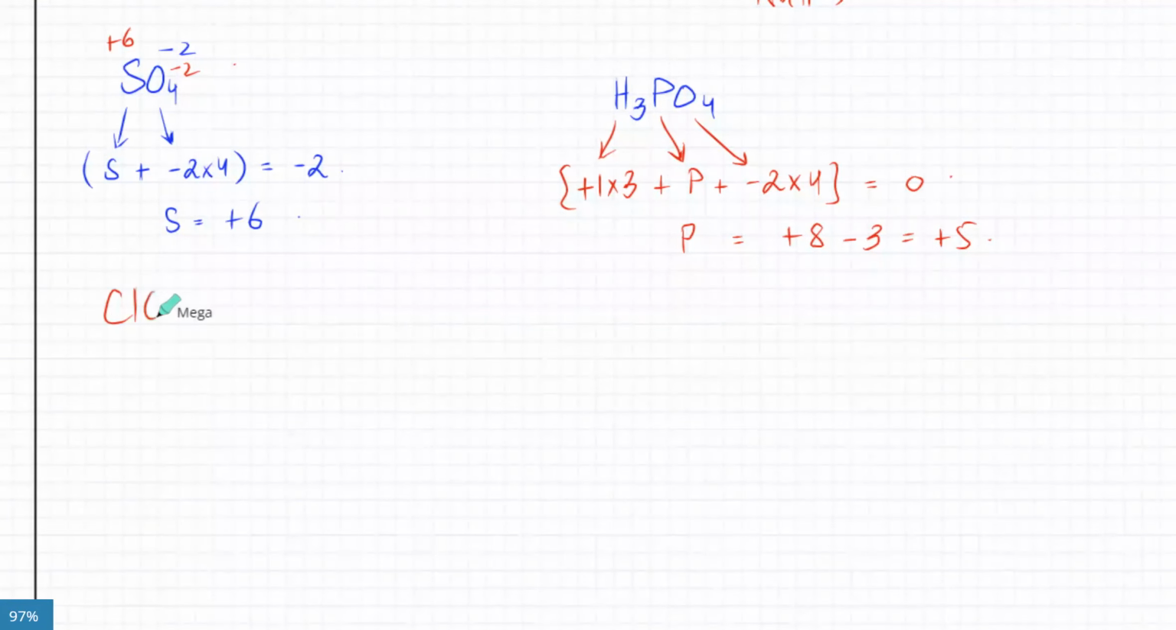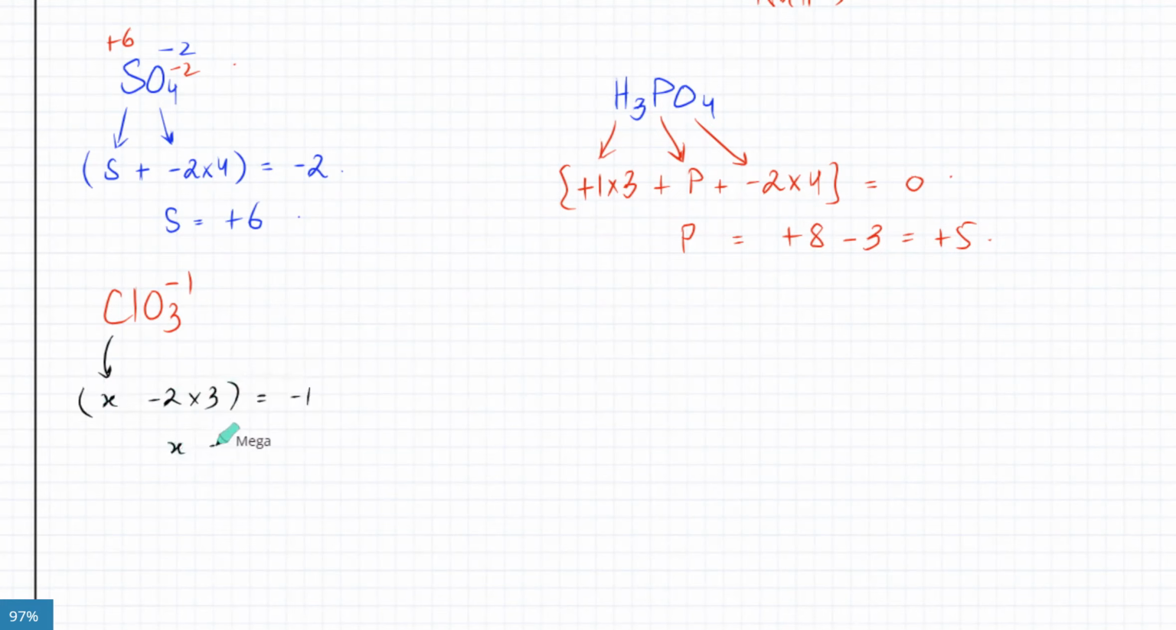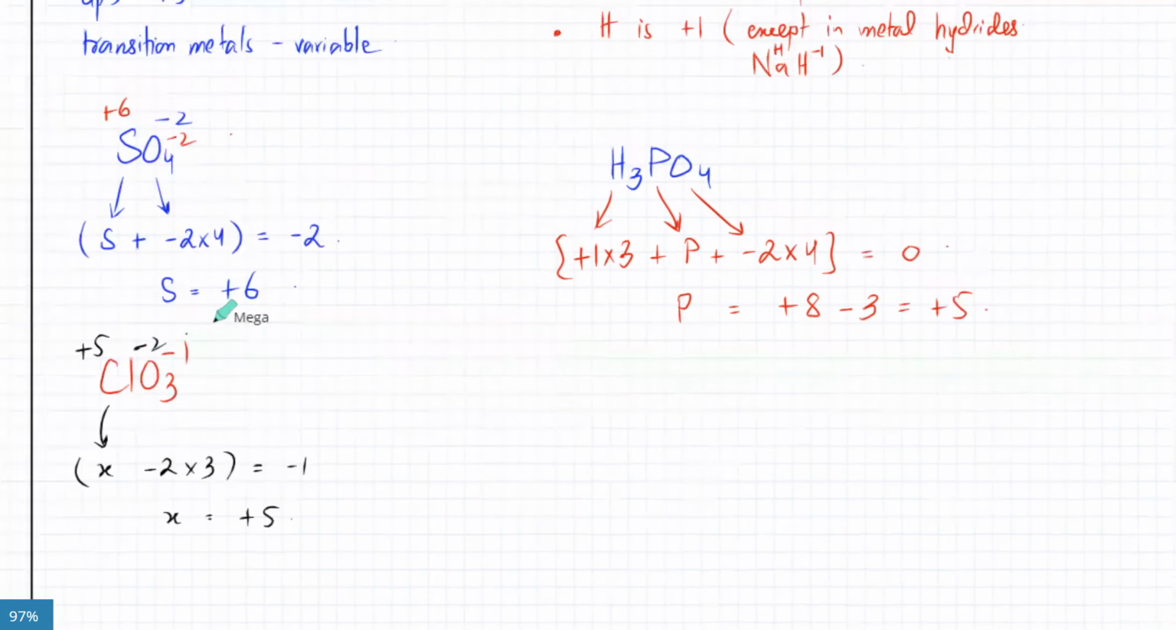Here's another one, ClO3 -1. So in ClO3 -1, you've got Cl as the unknown. No idea what that is because it's not given in the table. Oxygen is -2, and there are 3 of them. And they should all add up to be equal to -1. If you solve for x, it would come out to be equal to +5. So that means Cl over here is +5. Oxygen was -2.